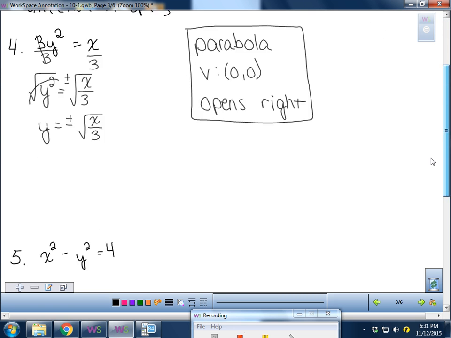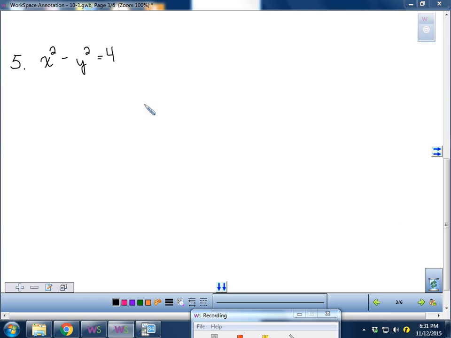Okay. Let's do another. Number 5. If I plan on graphing number 5, I have to solve for y. So the first thing I'm going to do is subtract this x squared. So that leaves me with a negative y squared equal to 4 minus x squared. I can't square root yet because there's a negative in front, so I'll have to get rid of that by dividing by a negative 1. I can just divide everything by negative 1.